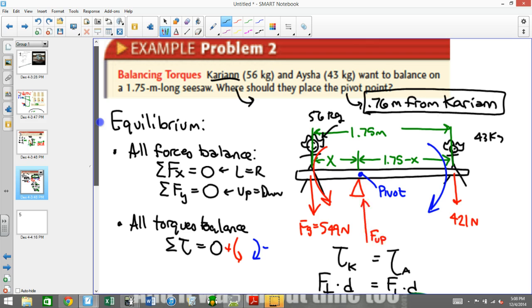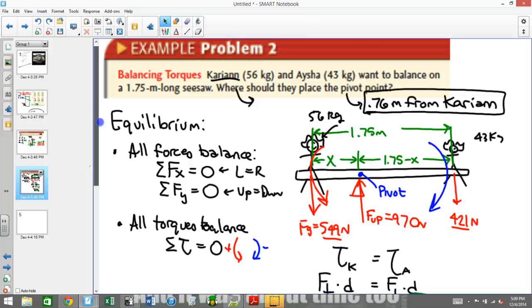Now you may be asking yourself, why didn't I include this force? There is a force right here, but this is not turning. If you push on the hinge of a door, that doesn't turn the door. So this up force, we know that this up force is going to equal 549 plus 421, which is 970 newtons. That's how much force is on this actual fulcrum right here, but it doesn't create a moment or a torque around it because you're pushing on the pivot.